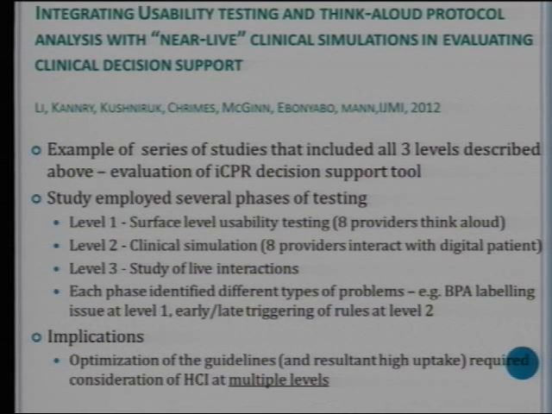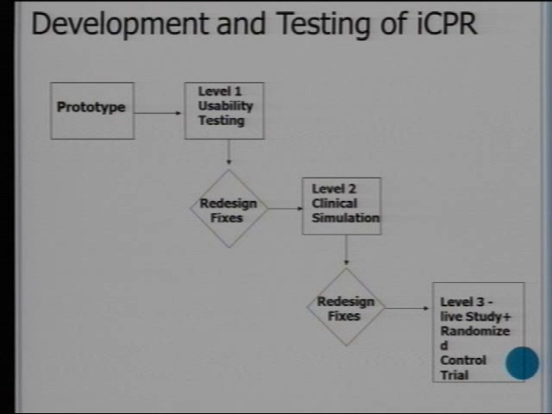So as I mentioned, each phase identified different problems: the BPA labeling issue at level 1, early and late triggering at level 2. So the idea was there was the prototype. The prototype went to level 1 usability testing with 8 users in an office, didn't require a lab. Redesigned fixes were done. The level 2 simulation was done, and that focused more on the actual triggering and the workflow of the guidelines. Redesigned fixes were done, and then it went to a limited live study and a randomized control. And they were amazed. I don't have the stats there, but the uptake of the guidelines was much higher than they usually were because we'd done this preparatory process, which normally isn't done.